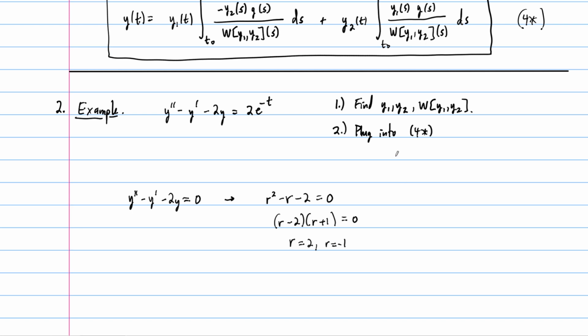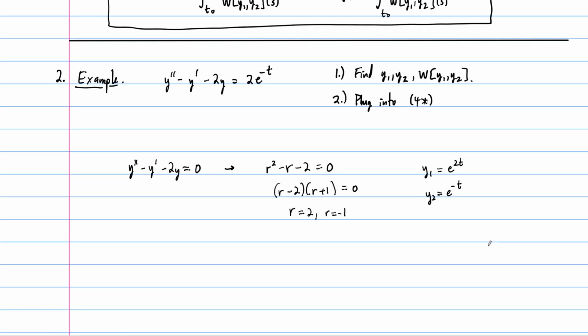And then, regardless of which choice you made, you will end up with the same solution as long as you stick with that order, right? So I'm going to say that y1 is going to be e to the 2t, and y2 is going to be e to the minus t. If you chose the opposite, it's okay, just wait till the end and we should have the same answer. Remember now also that we need to know our Wronskian, right?